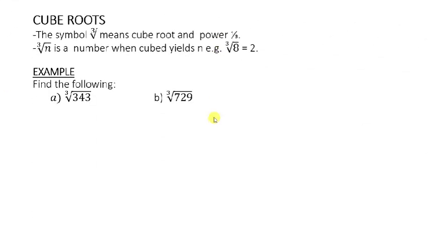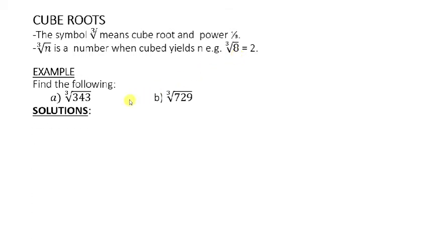Now, what is a cube root? So, we are looking at cube roots now. The symbol, this one, is a cube root, and it means power 1 over 3. The cube root of n is a number that when cubed yields n. For example, the cube root of 8 yields 2, meaning when you multiply 2 by itself 3 times, it's supposed to give us what? 8. Let's go to an example.